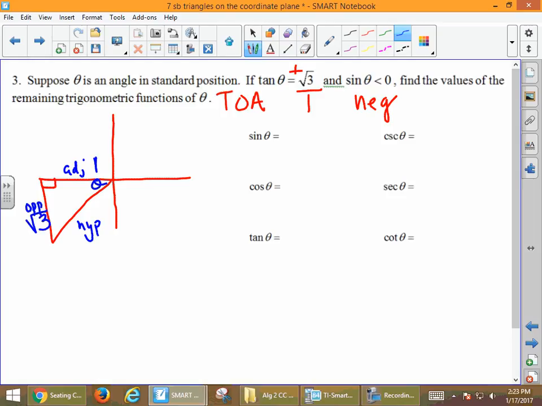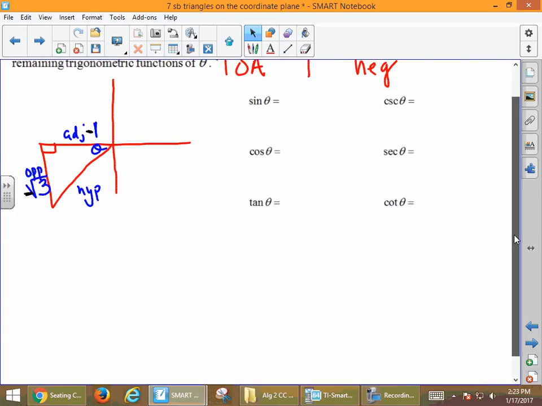The thing is, in our third quadrant, if we go left, what's the sign on our 1 going to have to be? It'll have to be negative. And if we go downward, what's the sign on the square root of 3 have to be? It also has to be negative. Once we know that, then we can find our hypotenuse and then our function.